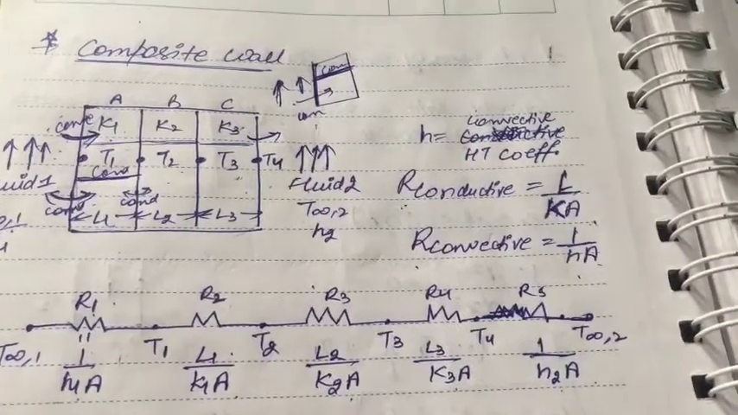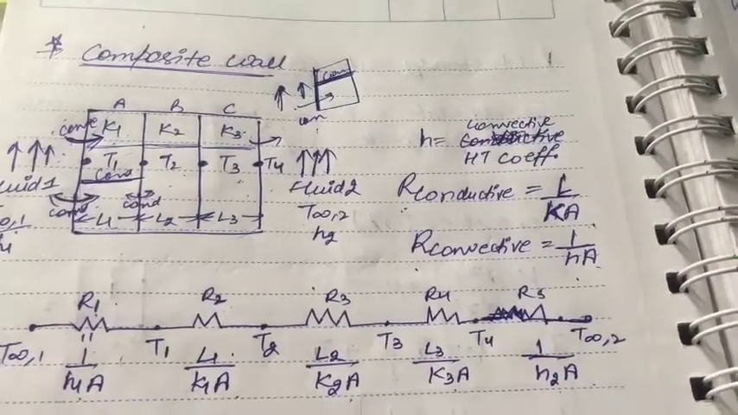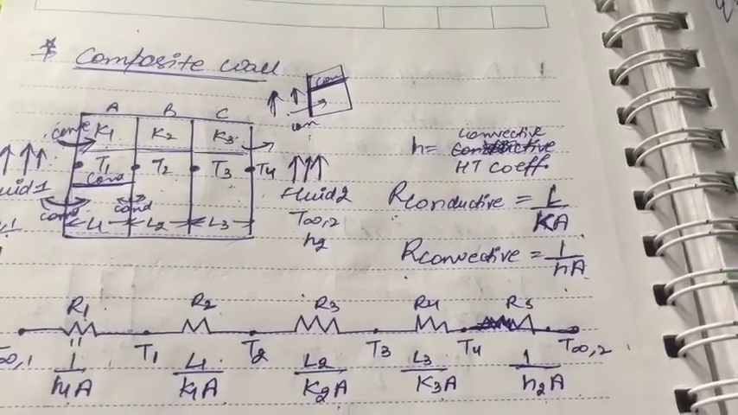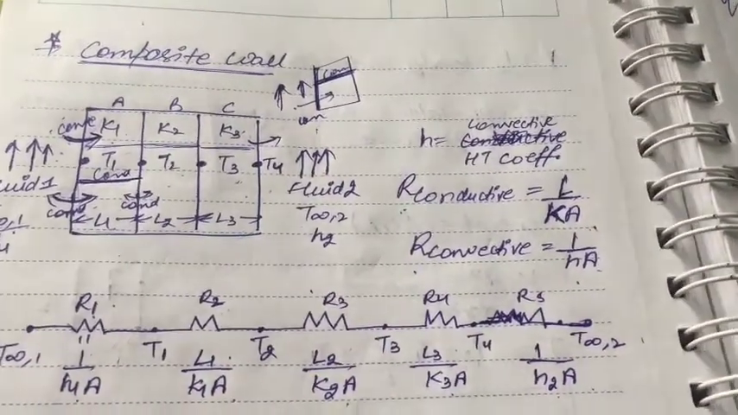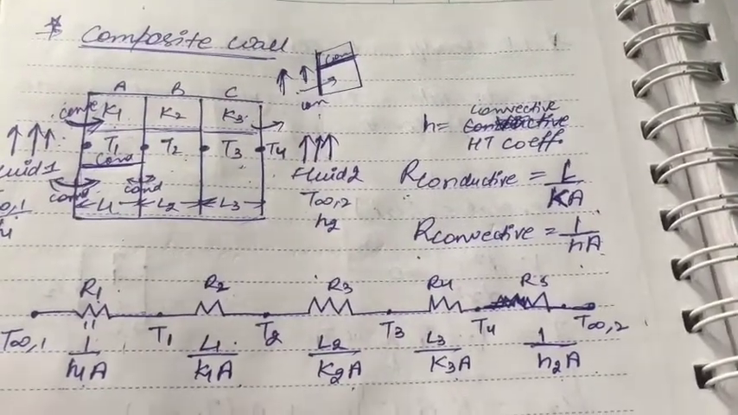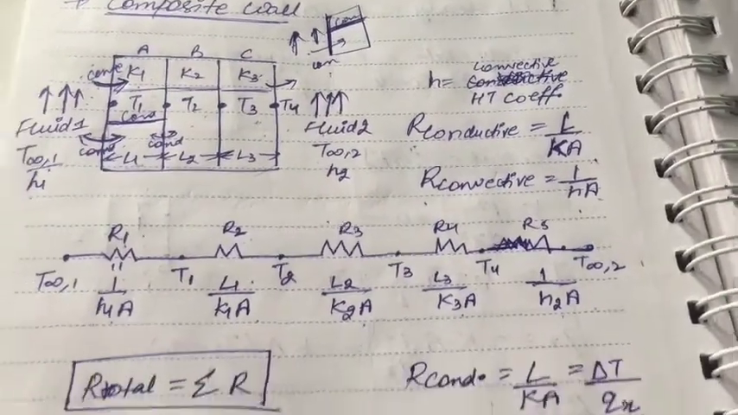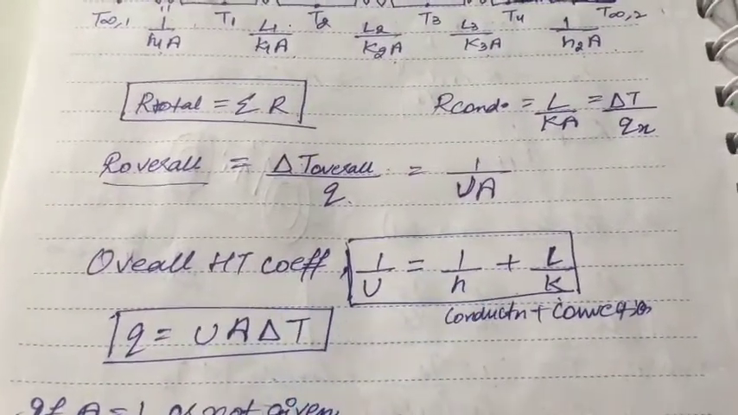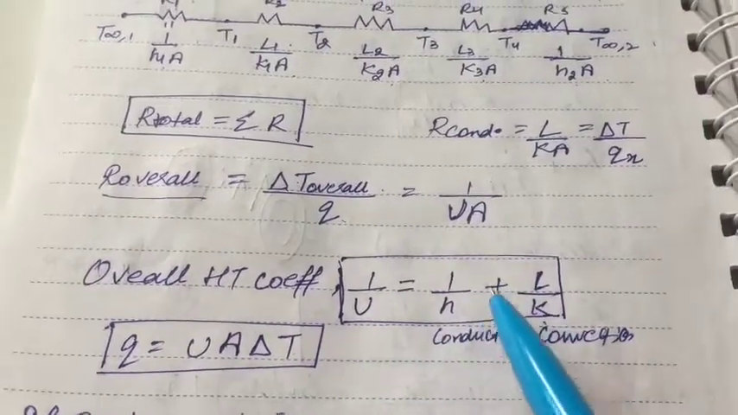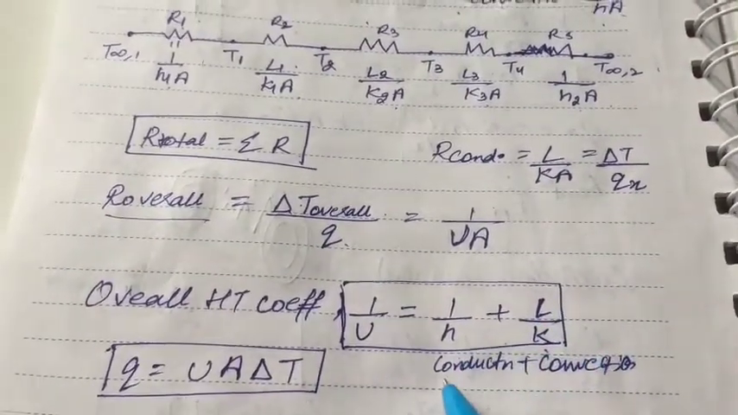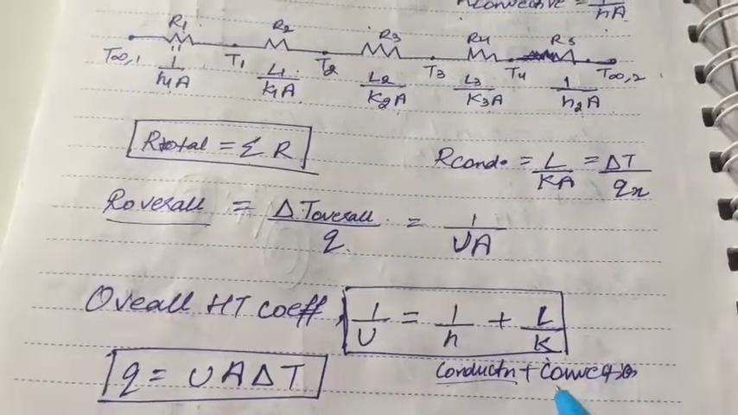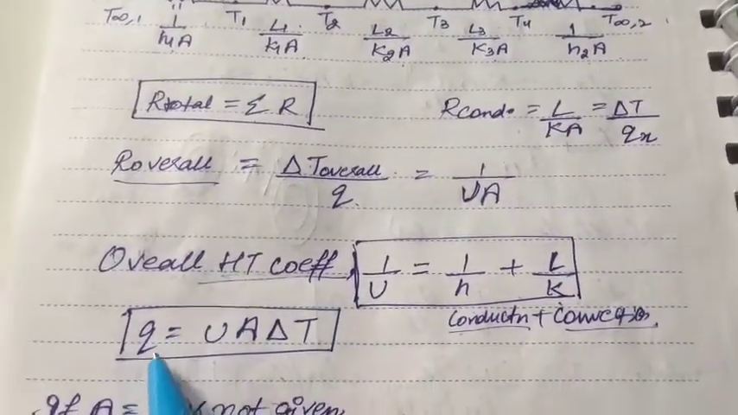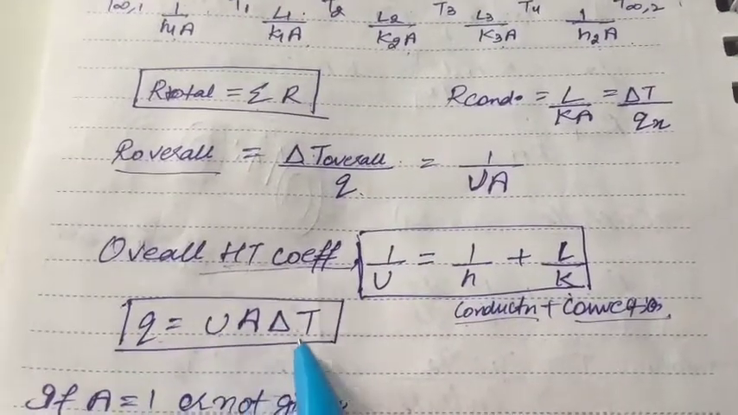So we have already studied that the total resistance would be the summation of all the resistances. So R overall is change in T overall by Q, which is nothing but 1 by UA. What is U? U is our overall heat transfer coefficient. 1 by U is given as 1 by H plus L by K, that is convection plus conduction, to calculate the overall heat transfer coefficient, and Q comes out to be UA delta T.